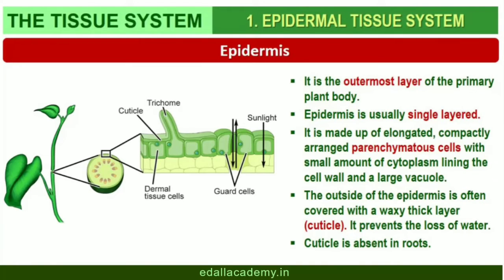It is made up of elongated, compactly arranged cells, which form a continuous layer. Epidermis is usually single-layered. Epidermal cells are parenchymatous with a small amount of cytoplasm lining the cell wall and a large vacuole. The outside of the epidermis is often covered with a waxy thick layer called the cuticle, which prevents the loss of water. Cuticle is absent in roots.